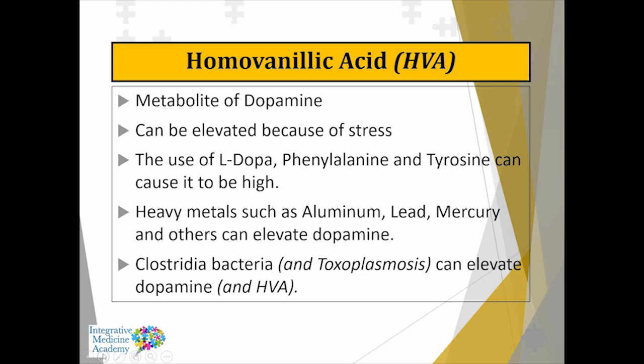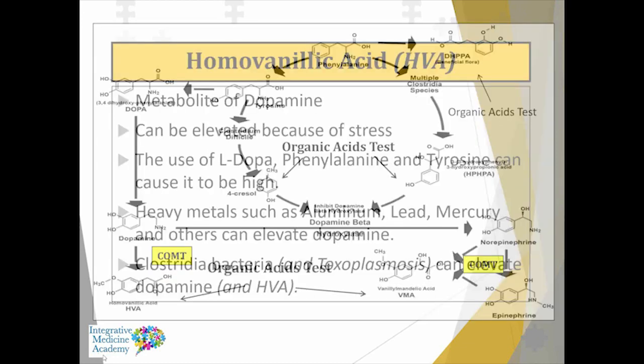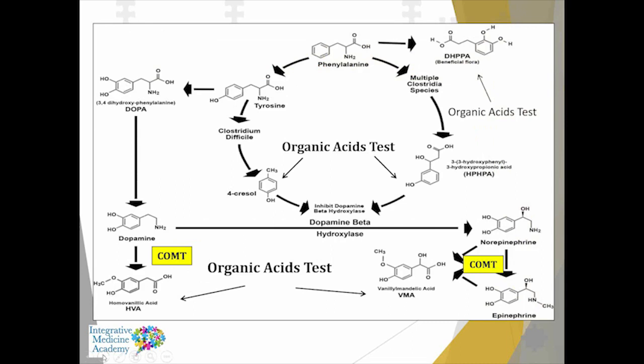Certain parasites like toxoplasmosis are known to elevate dopamine too, but more common is Clostridia bacteria, which tends to show up in about 20 to 25% of organic acid tests that you'll see. So let's look at the biochemistry.